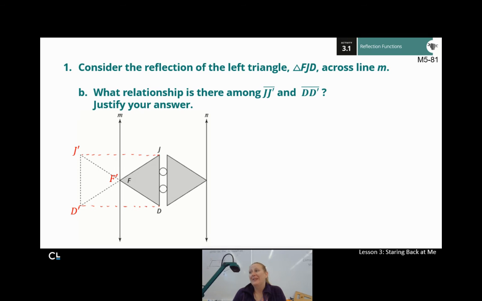So I don't know about you guys, but I noticed this line segment, J to J prime, and this line segment, D to D prime, they're parallel. Of course they're parallel. We're not surprised by that at all.